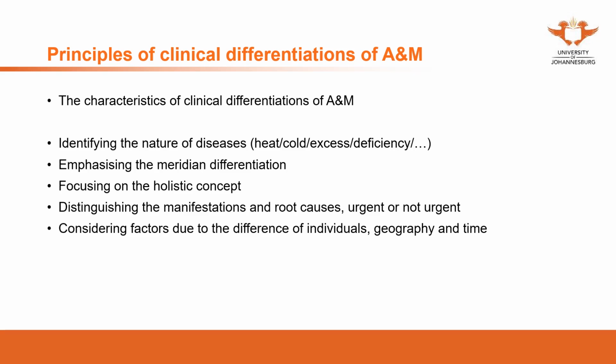As we mentioned in the diagnostics, the 8 principles actually cannot help you to locate the disease location, but they will help you to have a general idea of what the nature of the disease is from the 8 principles point of view. Apart from the 8 principles, we still have the Zangfu organs differentiation and the qi and blood differentiation. All these differentiations, sometimes we need to consider to help us to locate where the disease is.